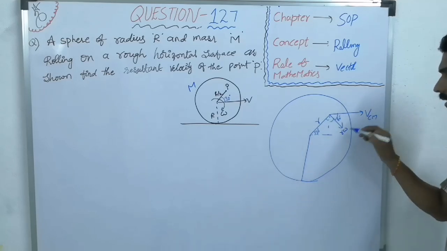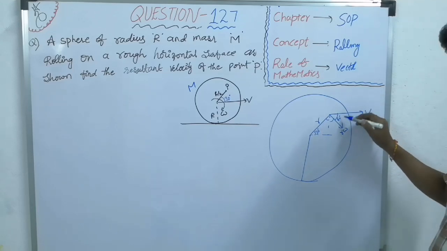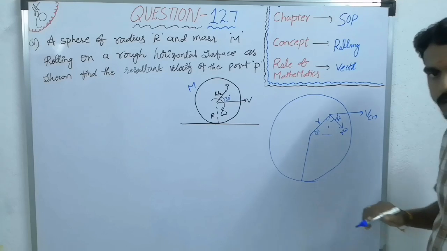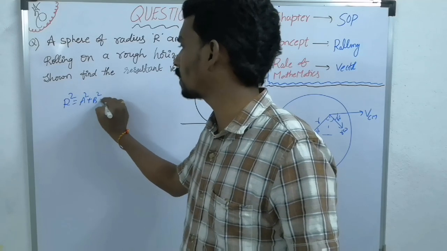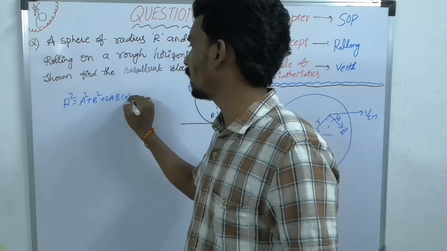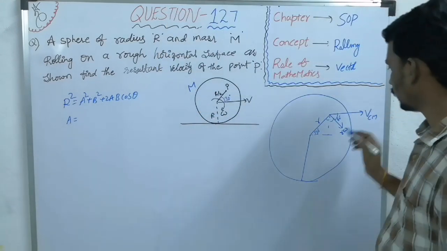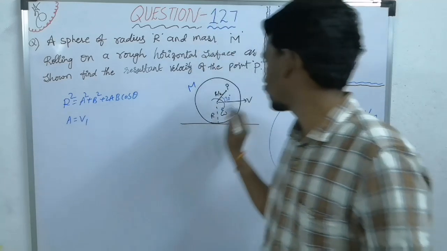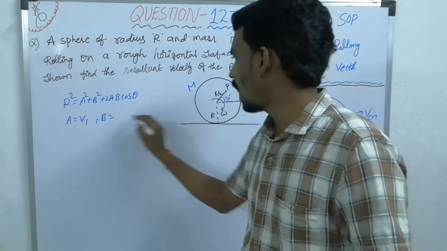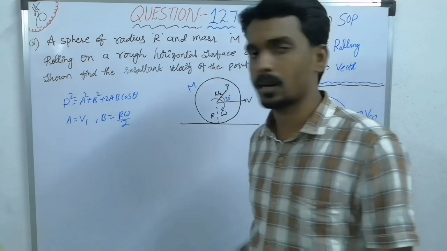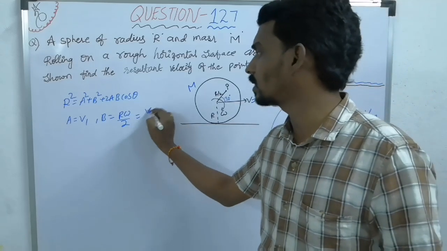So what is the angle between these two velocities? 60. Now there are two vectors at an angle of 60. What is the resultant of two vectors? R square equals a square plus b square plus 2ab cos theta, where a is v, one velocity, and b is r omega, that is r by 2 omega, r omega by 2. But the velocity of center of mass is r omega, that is nothing but v by 2.